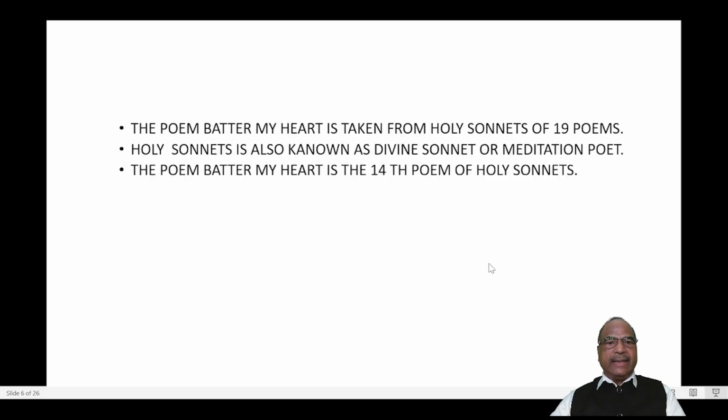The poem Batter My Heart is taken from Holy Sonnets, an anthology of 19 poems. Holy Sonnets is also known as Divine Sonnets or Meditation Sonnets. Batter My Heart is the 14th poem of Holy Sonnets. So there is an anthology of 19 sonnets in a particular book, and that book is known as Holy Sonnets.